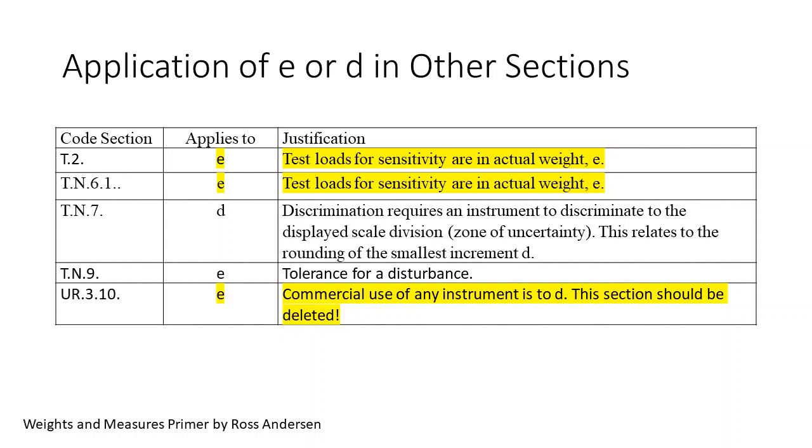UR310 will be discussed in Part 3. It reflects the misunderstanding of E and D. These instruments currently use an auxiliary indicating device with D smaller than E, but demand you conduct the transaction in E's. This is confusing, and the task group earmarked this for further study.